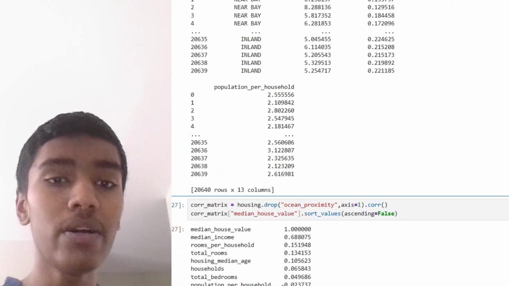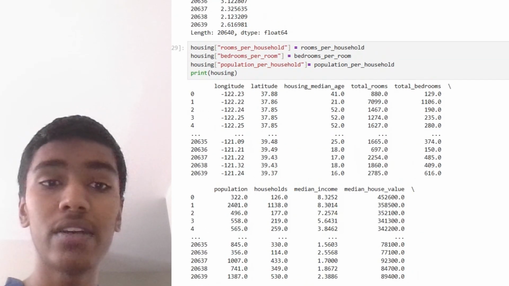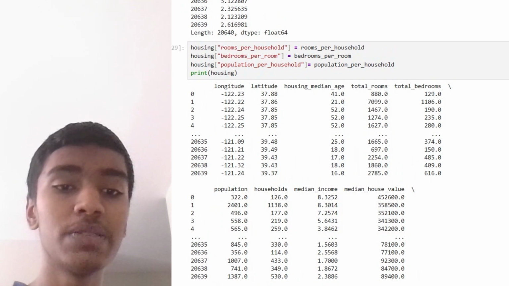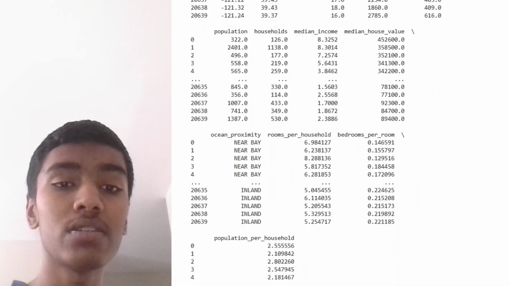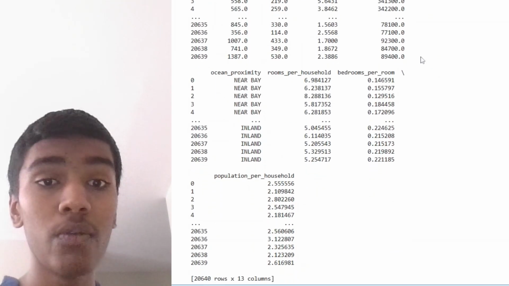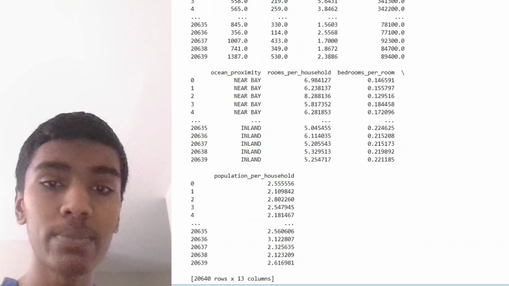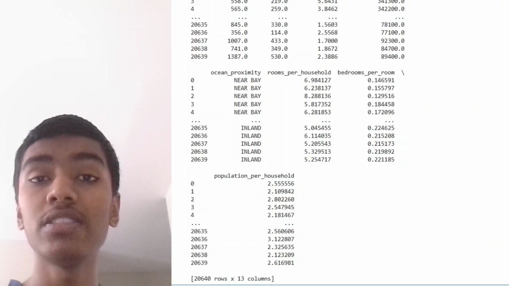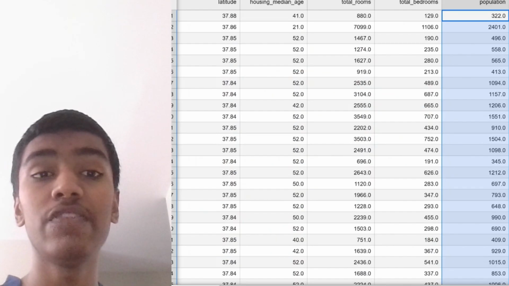All right, so now we printed that out, and we were able to get these values here. We notice here that we have the values that we had before: longitude, latitude, housing median age, total rooms, total bedrooms, population, household median income, median house value, ocean proximity. Let's take a look at the values right over here: rooms per household, bedrooms per room, population per household. So we're able to add those values to our housing data frame object. Now remember, a housing data frame object is not the entire data set that we have in our housing.csv file.